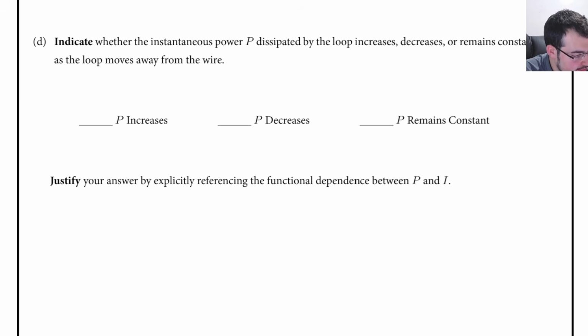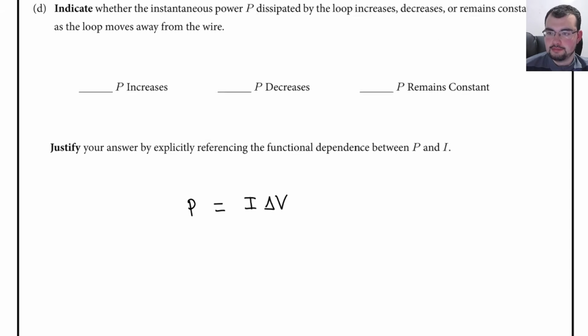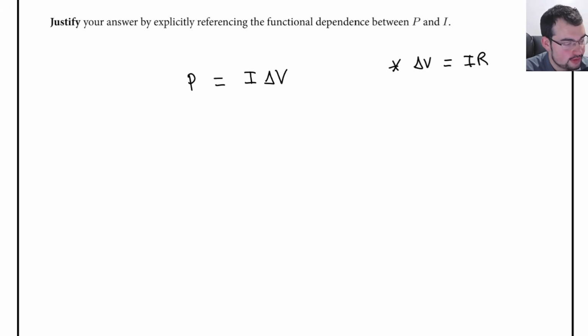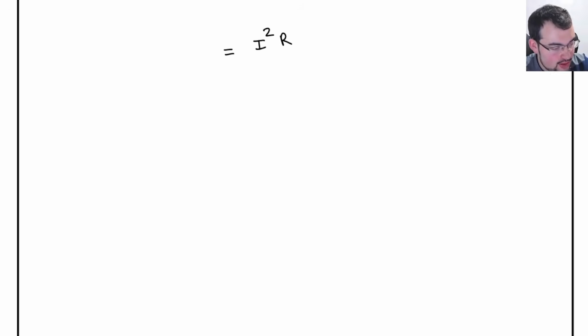So we need a power expression. Now the formula sheet tells us that power is I delta V, but power isn't proportional to current by itself, right? Because with Ohm's law, we know that the voltage drop across a resistive circuit element is IR. So doing this, we actually see power is proportional to I squared. So when we say cite functional dependence, we need to be able to know that power is proportional to I squared. So what does that mean?